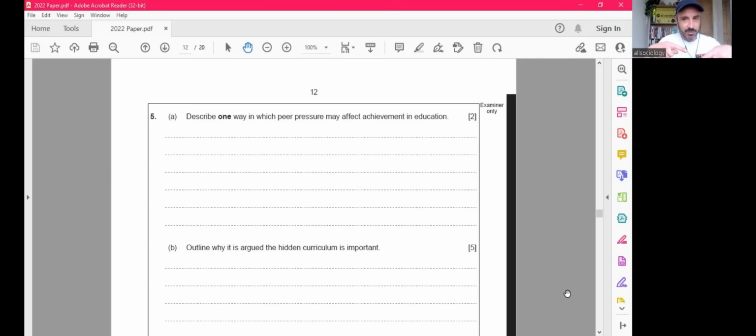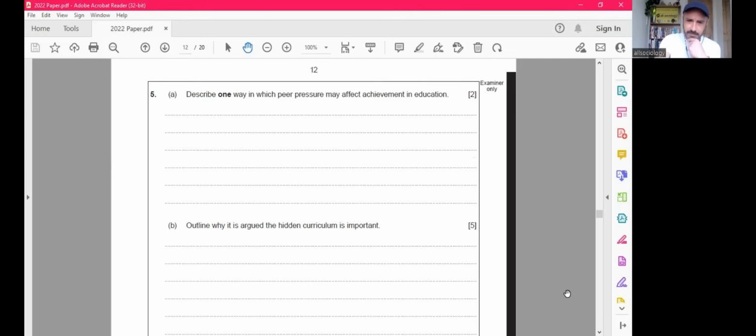Or the other way around, you want to be thinking about peer pressure might be linked to joining an anti-school subculture, in which case those people are going to put peer pressure on you to not do well and those kinds of things. So link it to anti-school and pro-school subcultures with that one.